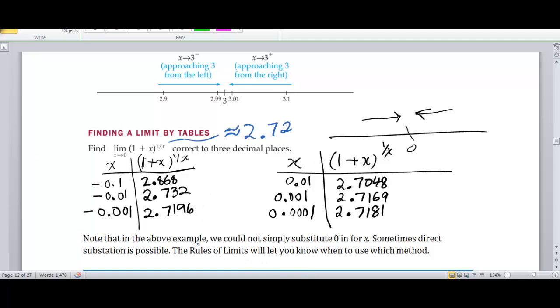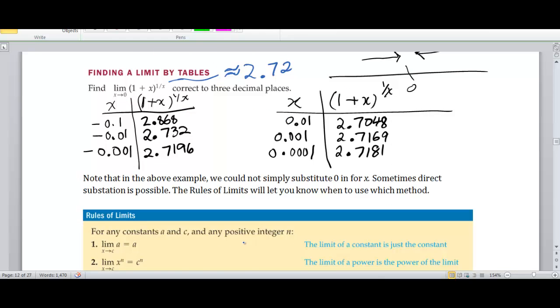It says, note in the above example, we could not simply substitute 0 in for x. Sometimes direct substitution, sorry, that's a typo, is possible. The rules of limits will let you know when to use which method.